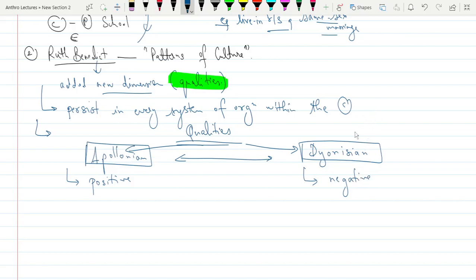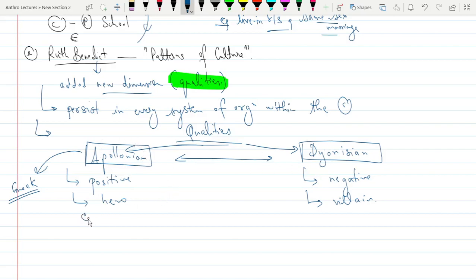Apollonian and Dionysian are actually Greek mythological characters, in which Apollonian is considered a hero, while Dionysian is portrayed as a villain. So, for Ruth Benedict, a culture exists in such a manner that there are two opposite poles which exist together: one is the Apollonian and the other the Dionysian.